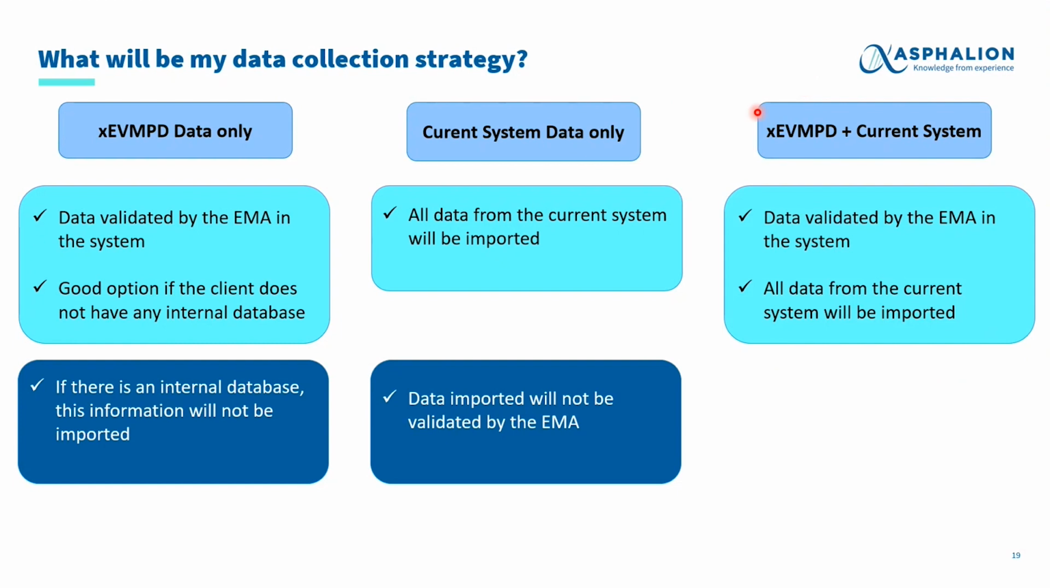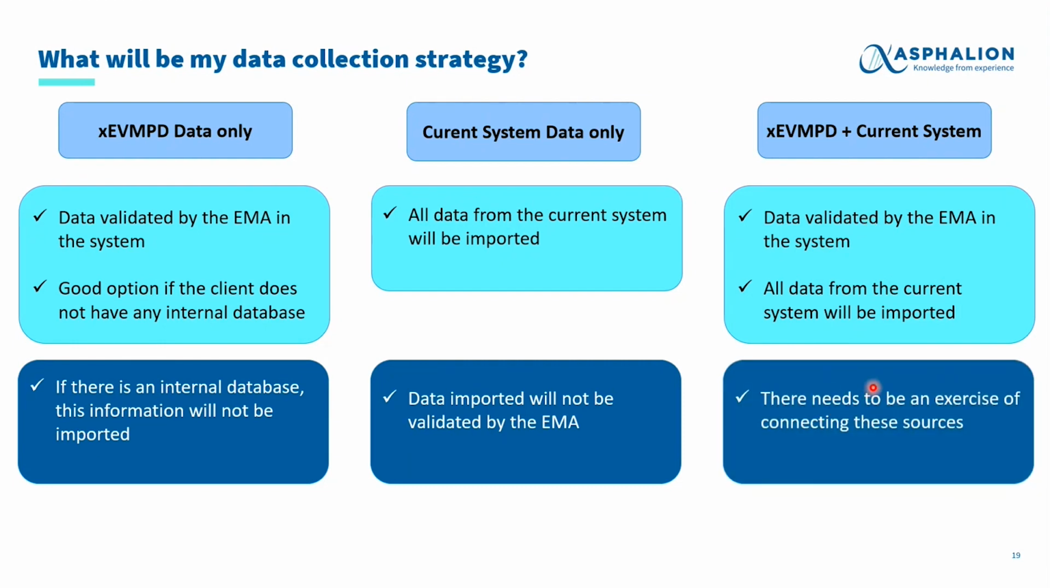So, first of all, the data that will be in our system will be validated by the EMA, and we will not have the problem that data from our current system will be missing, since we will have all the data in one place. However, we must keep in mind that there needs to be an exercise done of connecting these two data sources. Why? Because at the end, these two data sources will share a lot of information, and we need to do this exercise before doing this strategy.